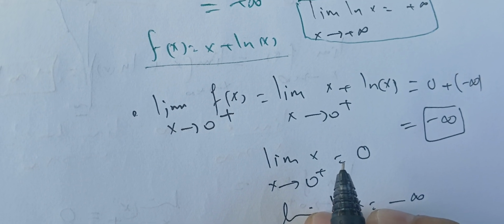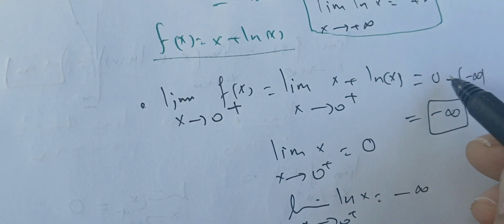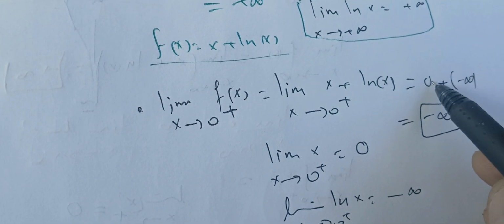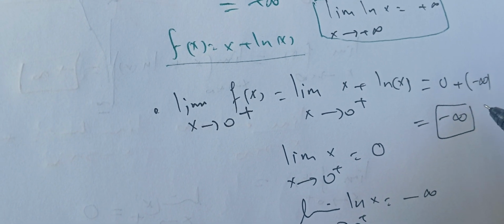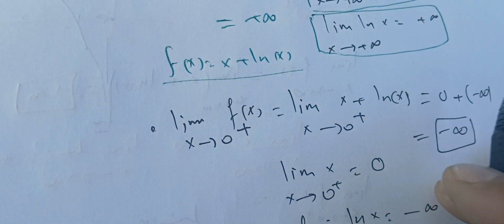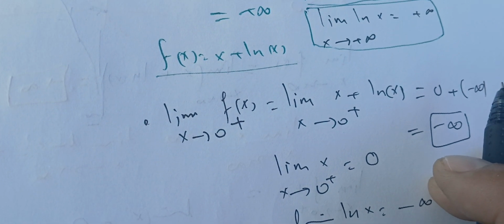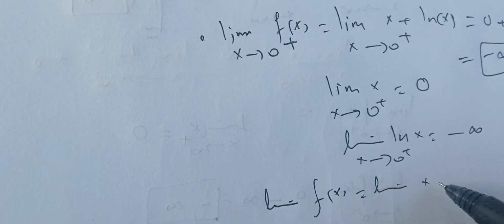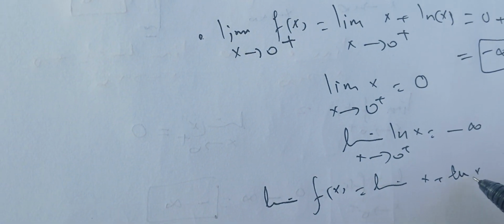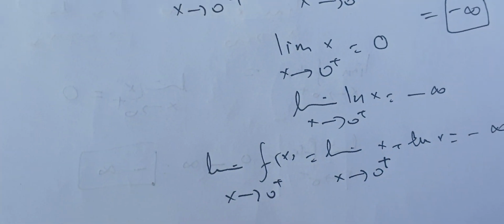Okay, so for the case here, something that's 0 plus something that's negatively big is something that's negatively big. Okay, so that means our limit here, the limit of f of x, which is the limit of x plus ln of x as x goes to 0 from the right, is minus infinity.